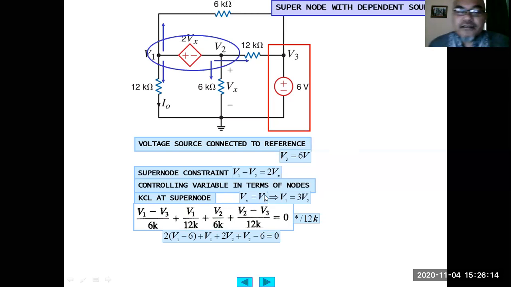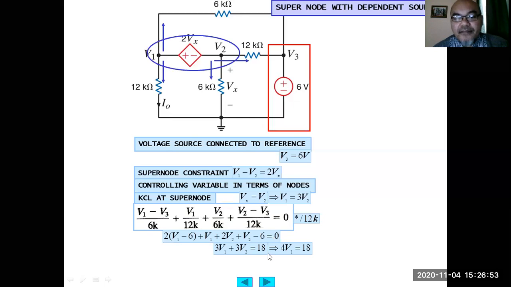Multiply each term by 12K. You then have 2 times V1 minus V3, and you insert V3 equals 6 volt immediately into the equation. So it becomes 2 multiplied by V1 minus 6, plus V1, plus 2 V2, then plus V2 minus V3, or V2 minus 6. From here we obtain the equation 3V1 plus 3V2 equals 18 volt.